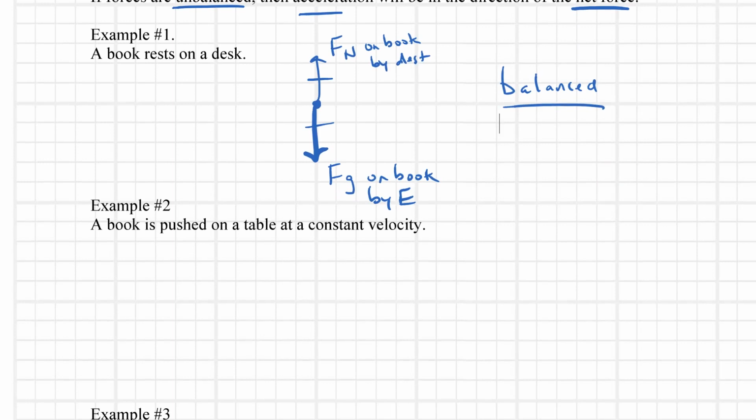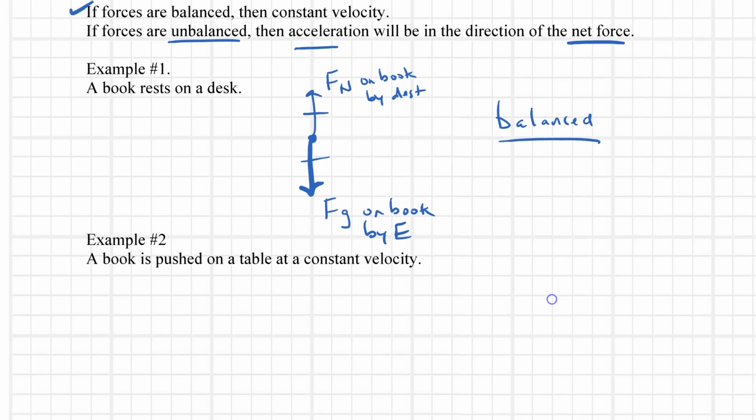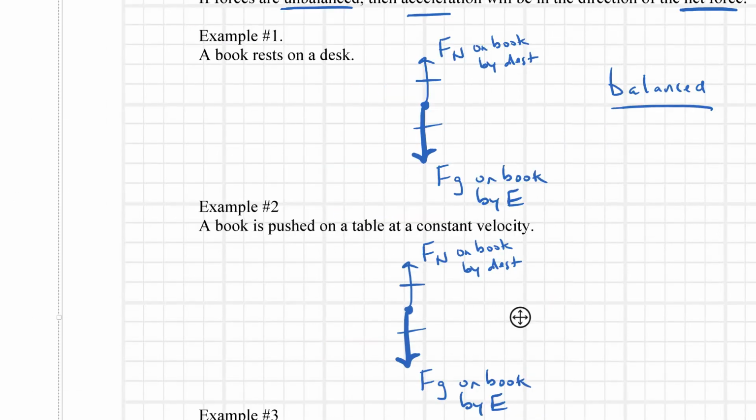A book is pushed on a table at constant velocity. Okay, so let me just see if I can copy this. Alright, so I did a copy and paste there, but the thing I need to add is the fact that somebody is pushing this book, so I will add an applied force here to the right by, I don't know, who's pushing it, by hand. Sorry, I usually do the on first. On book by a hand.